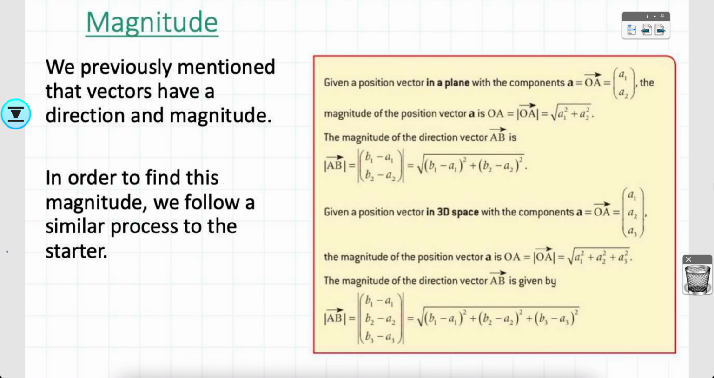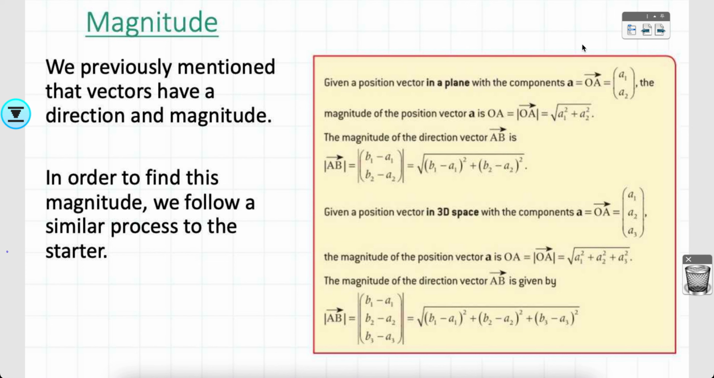This lesson is going to be split into two parts. We're going to first look into magnitude, and then the second part will look into the unit vector more closely. So we've talked about magnitude as an essential part of defining vectors. Vectors have a direction and a magnitude. So how do we find this magnitude, this size of the vector?